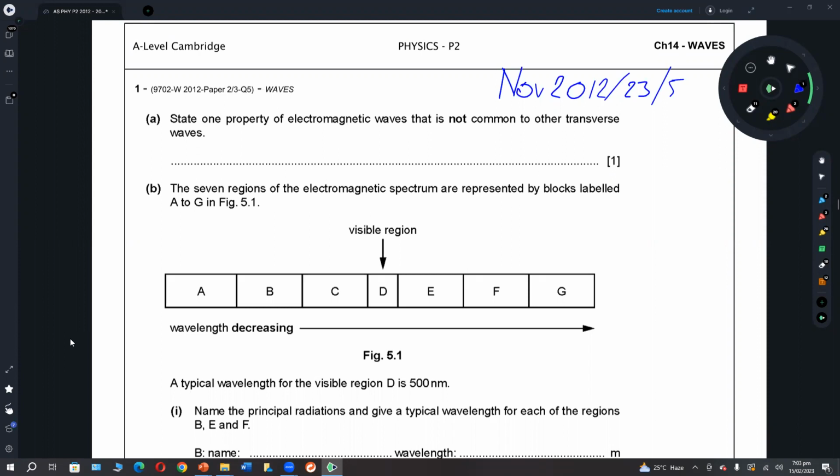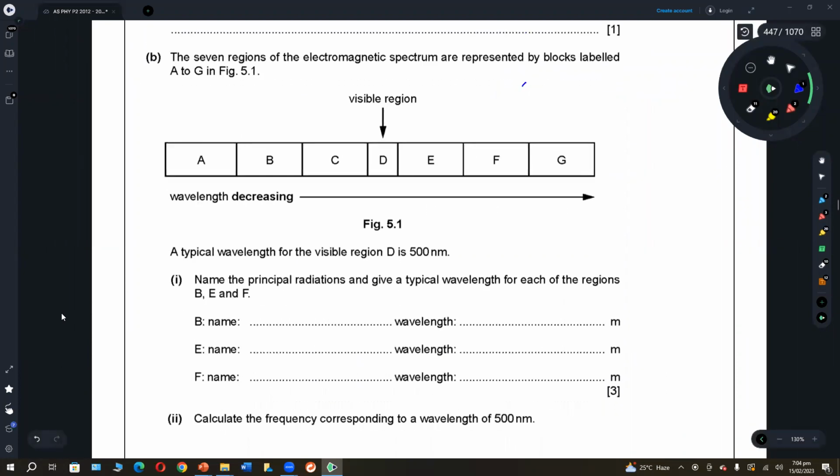State one property of electromagnetic waves that is not common to other transverse waves. The answer would be that they can travel through vacuum. Very good. They can travel through vacuum. This is a unique property. All electromagnetic waves can travel through vacuum.